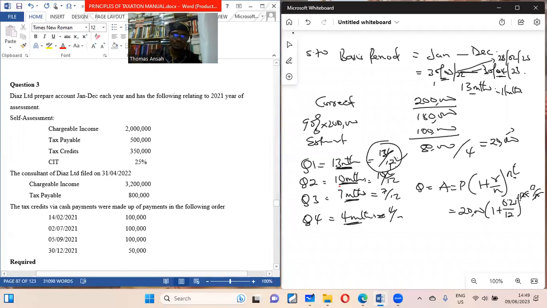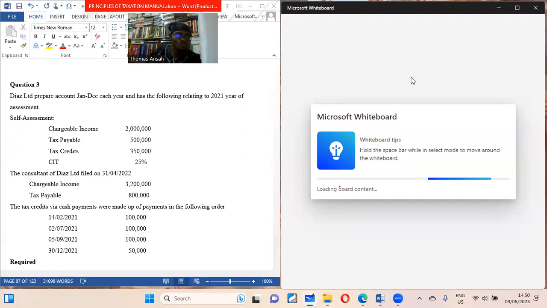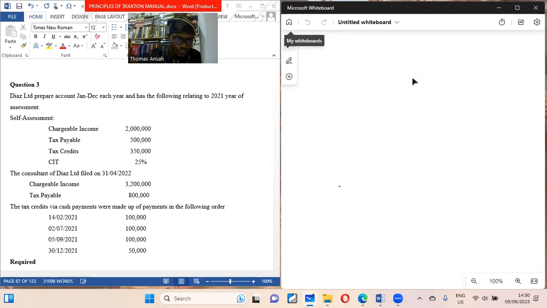So Diaz, Luis Diaz prepares accounts January to December. Good for us to know each year. And the following is related to 2021. So we have what? We have the chargeable income, we have tax payable credits.